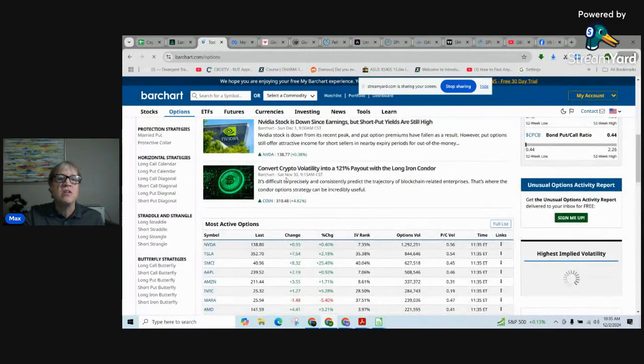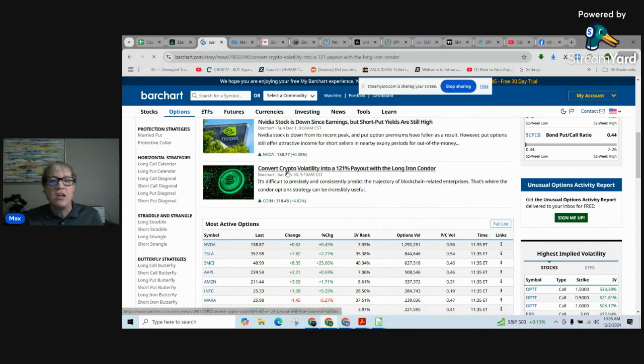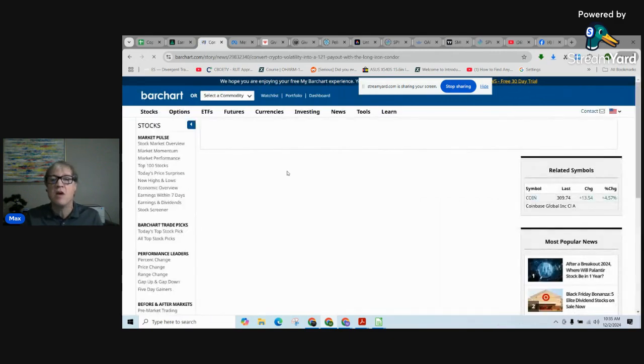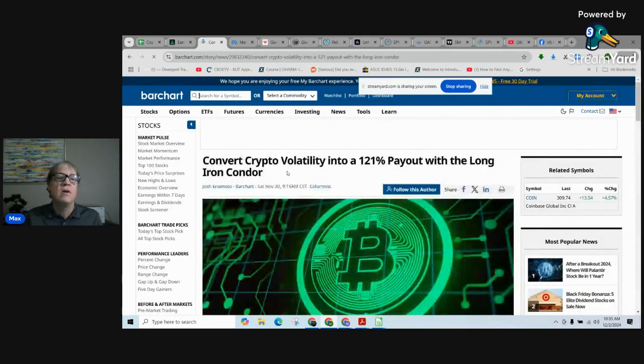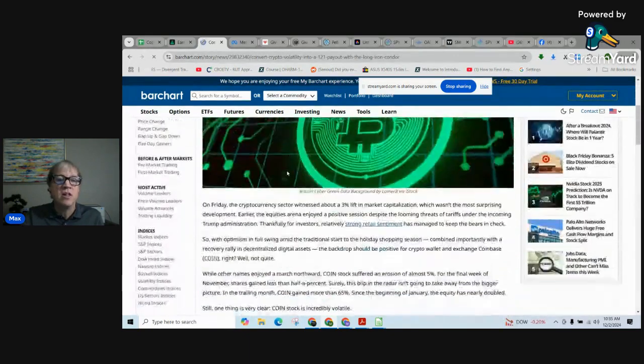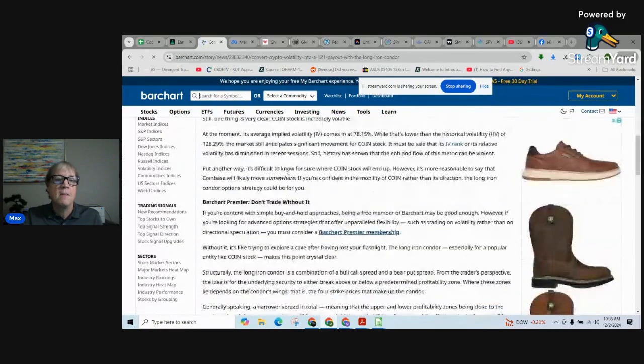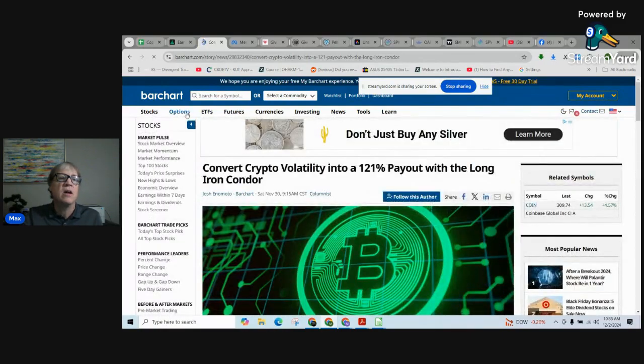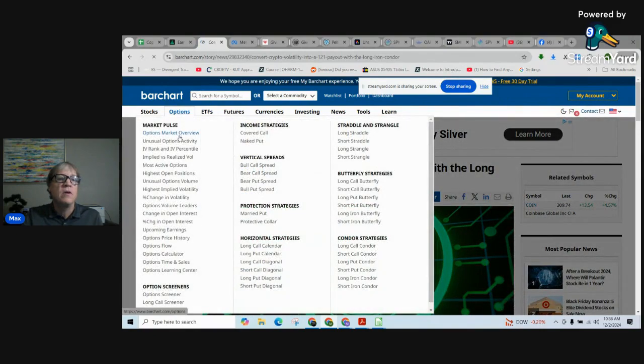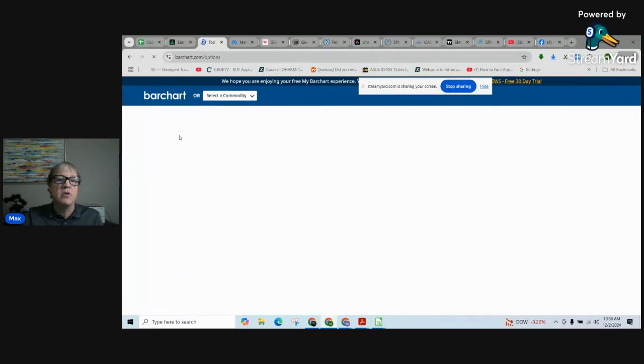This is an interesting thesis. Convert crypto volatility into 121% payout with a long iron condor. If you guys are interested in something like that, I could show you how to do a trade like that. You might look at that or something like that. See what else is going on in the options world.